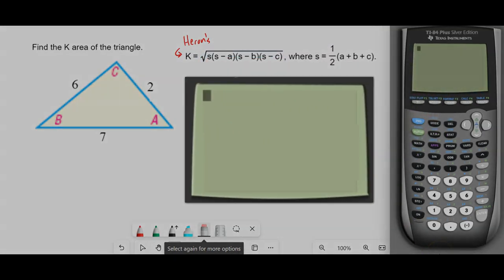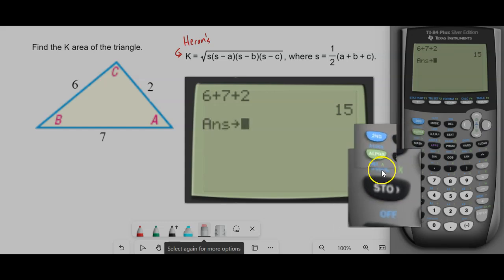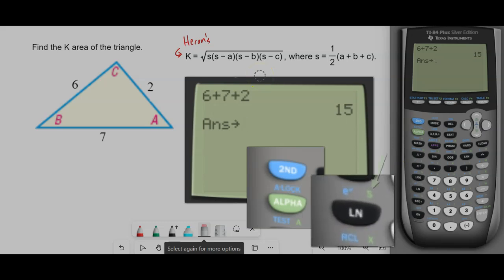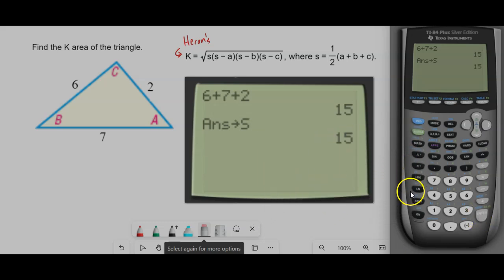All right, so on the calculator, I'm going to add the sum of these three side lengths, 6, 7, and 2, and then I'm going to store that. STO is the store button on the calculator. Store, and I'm going to press alpha, and since it uses the letter S, I'll just use the letter S as well. So store that as the letter S. All right, and now, anytime I press the letter S, alpha, log, that's the letter S, that's the number 15.